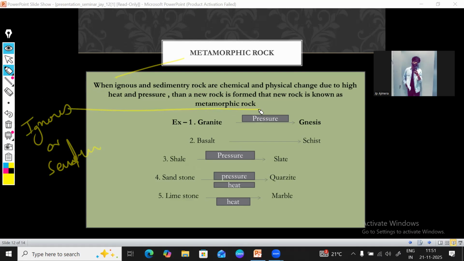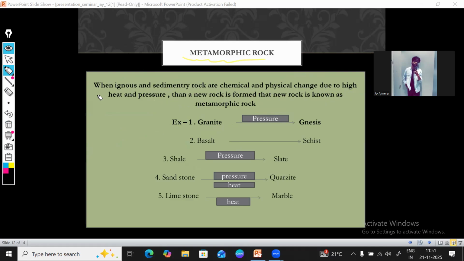There is modification in this rock by two agents. What are those two agents? One is temperature and the other is pressure. Temperature and pressure are two agents that work on these rocks, and a new rock is formed that is known as metamorphic rock. They change it chemically and physically, and a new rock is formed after that. So that particular rock goes to metamorphic rock.